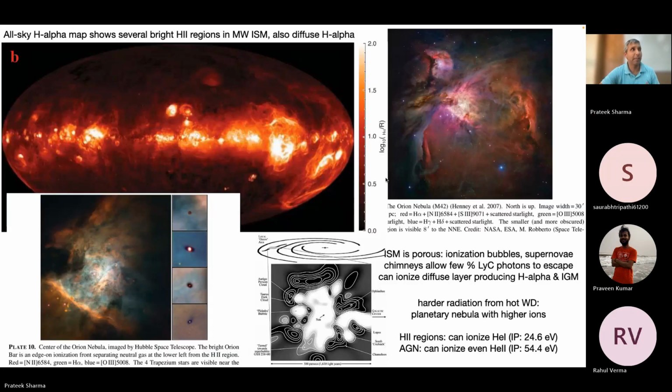What do you mean by ionization equilibrium? Basically, if the star is still producing photons that can ionize the hydrogen. Yes, in an H2 region it is, right? So ionization should be more.